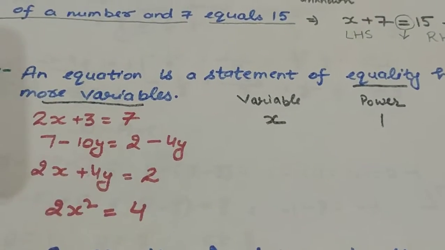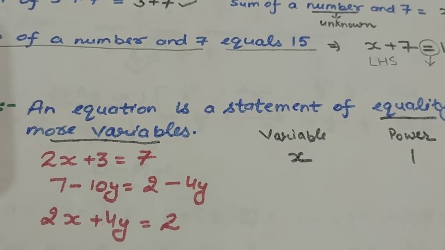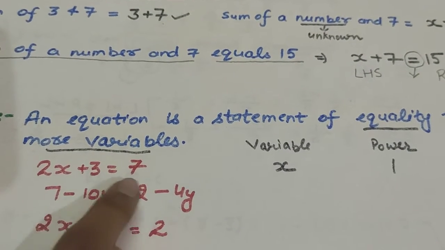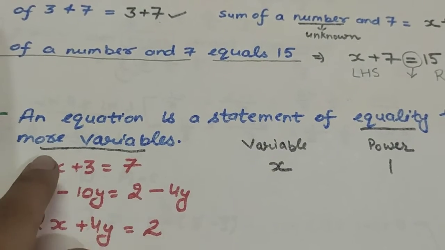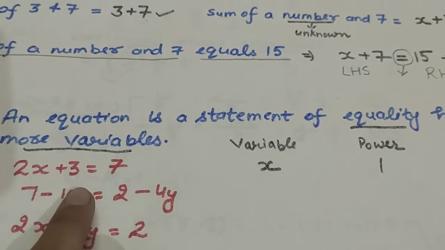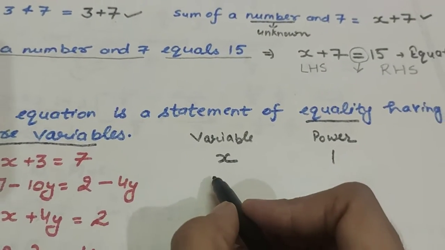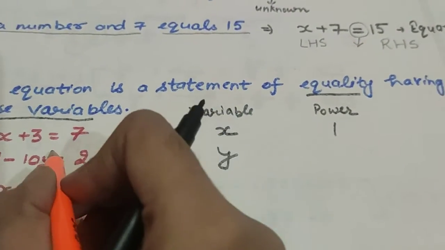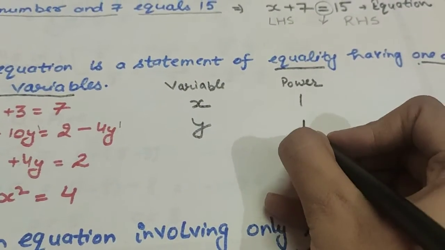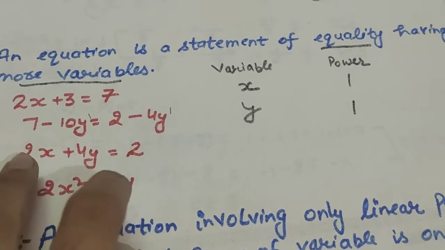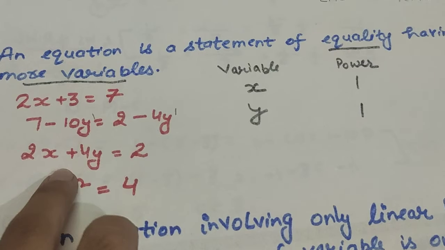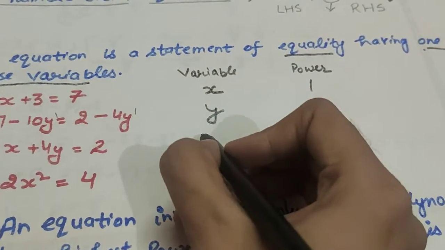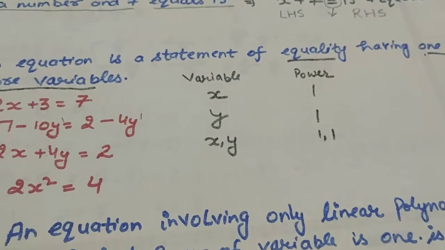Now let us look at the second example. 7 minus 10y is equal to 2 minus 4y. Well, this is also an equation. So you can see that an equation can have variables on both sides, that is on the left hand side and the right hand side, and an equation can have a variable on only one side. So what is the variable? Variable is y. And what is the power of y? You can see that the power of y here is 1, right? Now let us look at the third example. 2x plus 4y is equal to 2. This is also an equation, and you can see that it includes two variables, x and y. So variables are x and y and powers are 1 and 1.